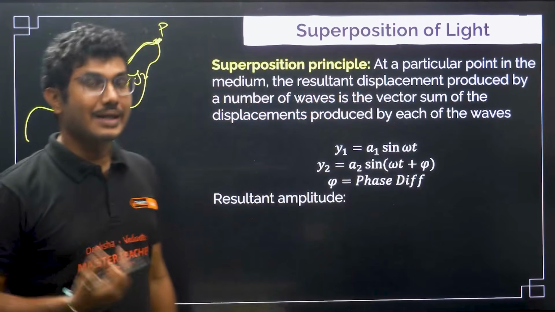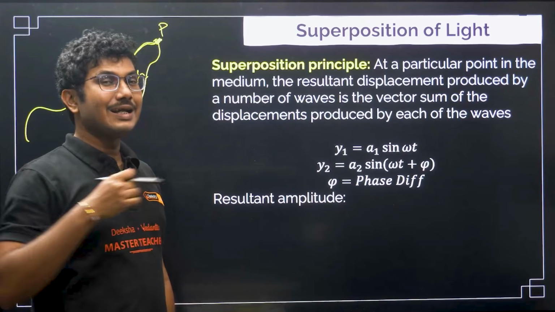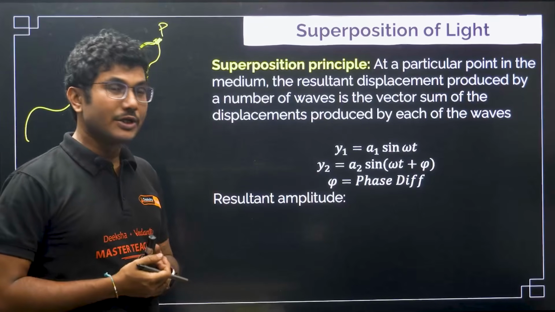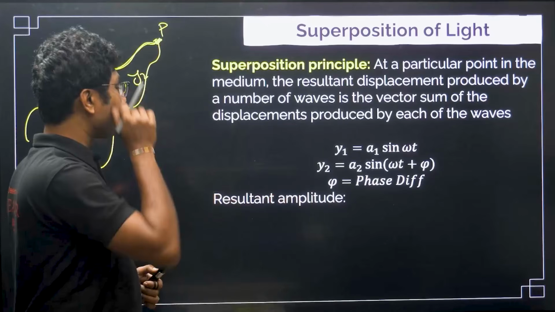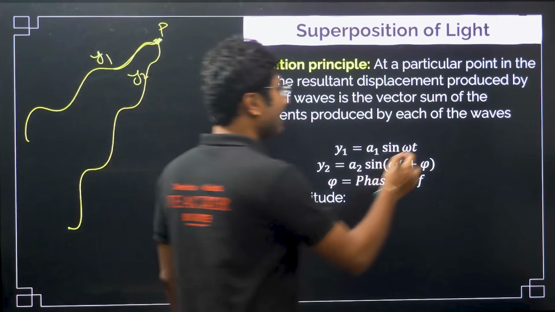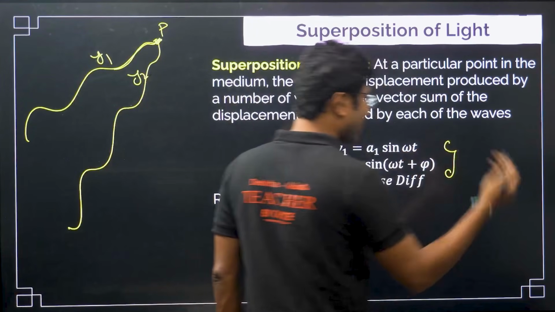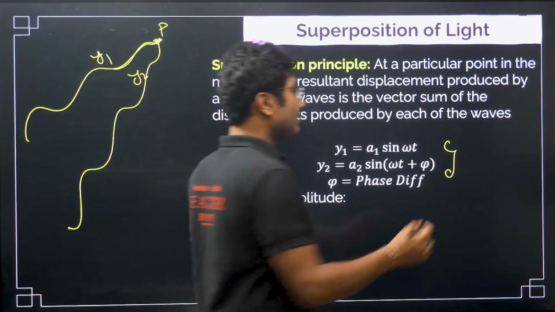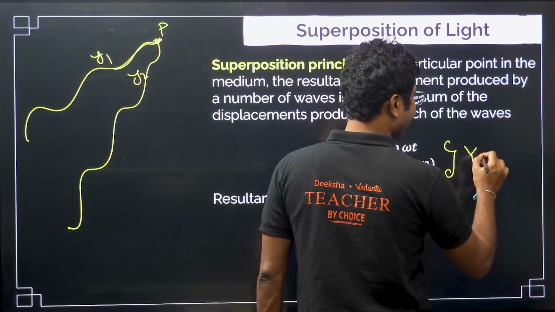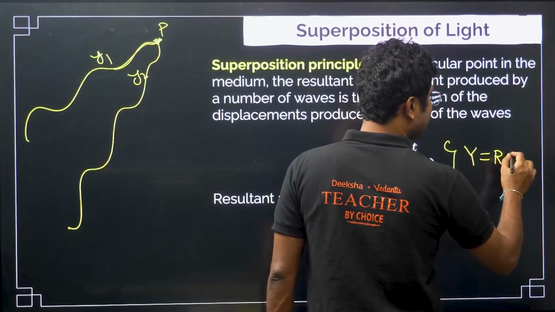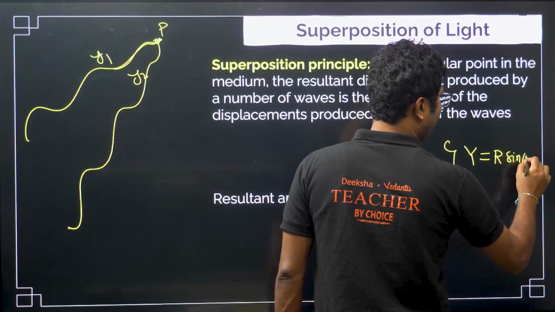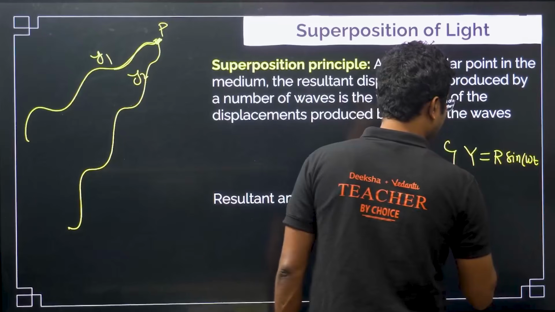That is our target, to find the resultant intensity and resultant amplitude. The first step is to find the resultant amplitude. Resultant amplitude means if you add these 2 waves, there are ways to do that. Add these 2 waves, that is y, this is the resultant amplitude, R sin(omega t plus theta).